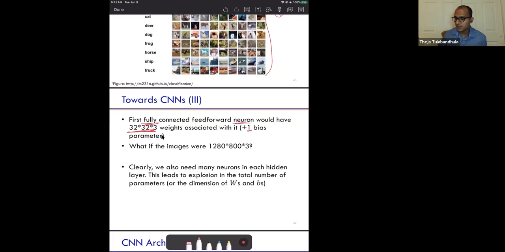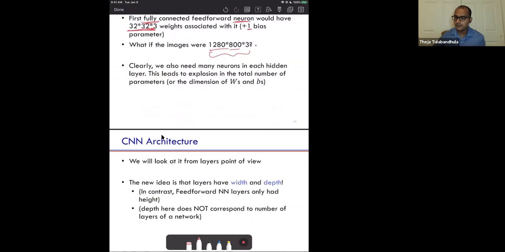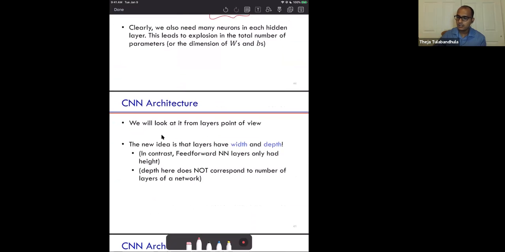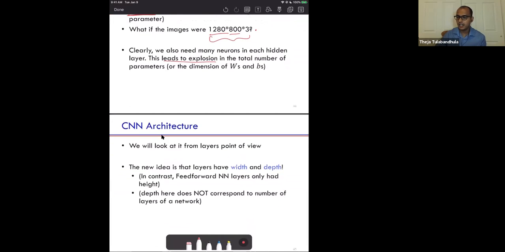And so what if the images were 1200 times 800? So this would be the number of parameters for one neuron in the first layer. Okay. So you can easily see that if you have 100 neurons, then it's 100 times this number. And if there are more layers, second layer, third layer, and so on, there's going to be many numbers. Okay. Basically, all I'm trying to show is that there is going to be an explosion in the total number of parameters, which is basically the dimension of the W's and B's that we need to involve.